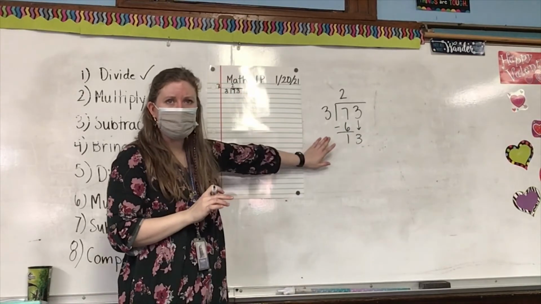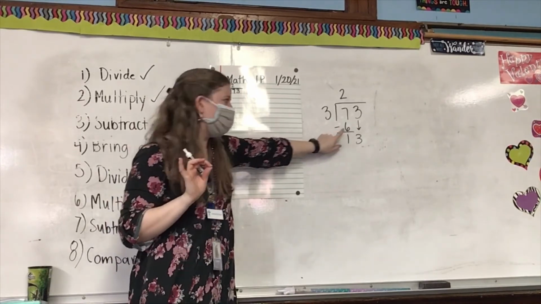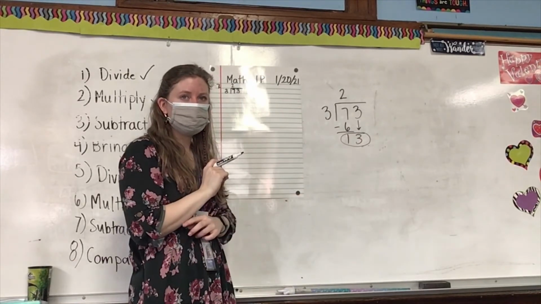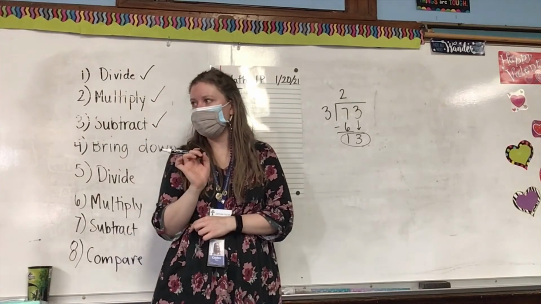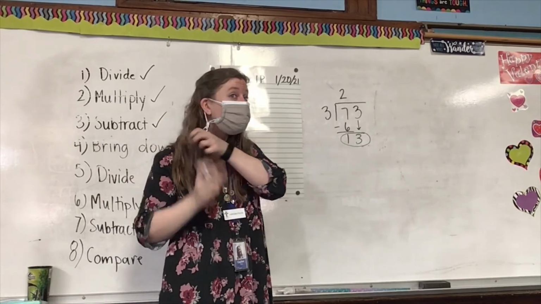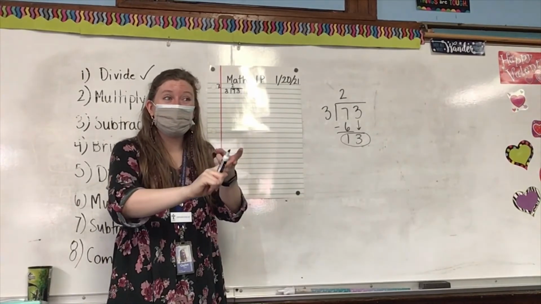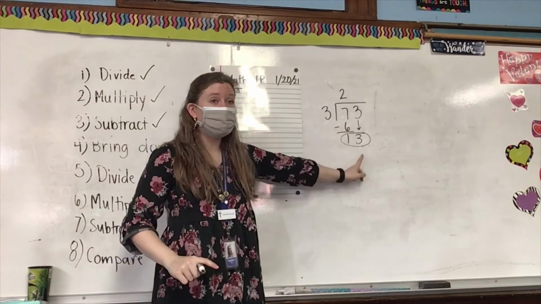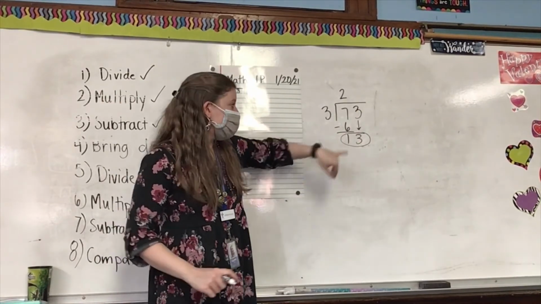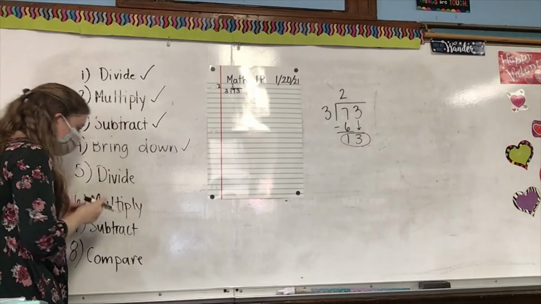And now I have a what? Now I've brought it down, so I have a what? What is the word for what this is? Erin, can you help her out? We have a new dividend. What's my new dividend? 13. Every time I subtract, I'm going to end up with a new dividend or a remainder. If I brought down, it's a new dividend. If I had nothing to bring down, it's the remainder. So, what's my new dividend, Michaela? 13. What do I do next, Michaela?